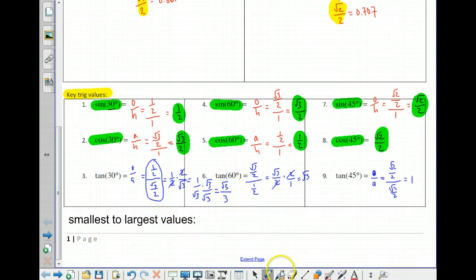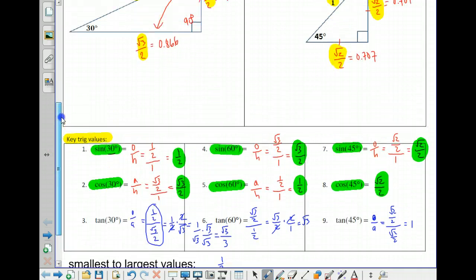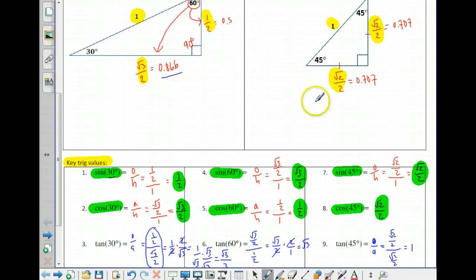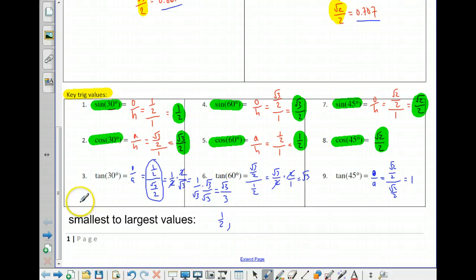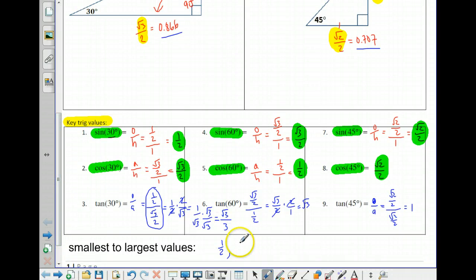Smallest to largest values. If I had to line these up, smallest to largest, what would be the smallest number? 1/2. So now the question is, which one's bigger? Square root of 3 over 2, which I told you was 0.866, or this? I think it's square root of 2. And then square root of 3.